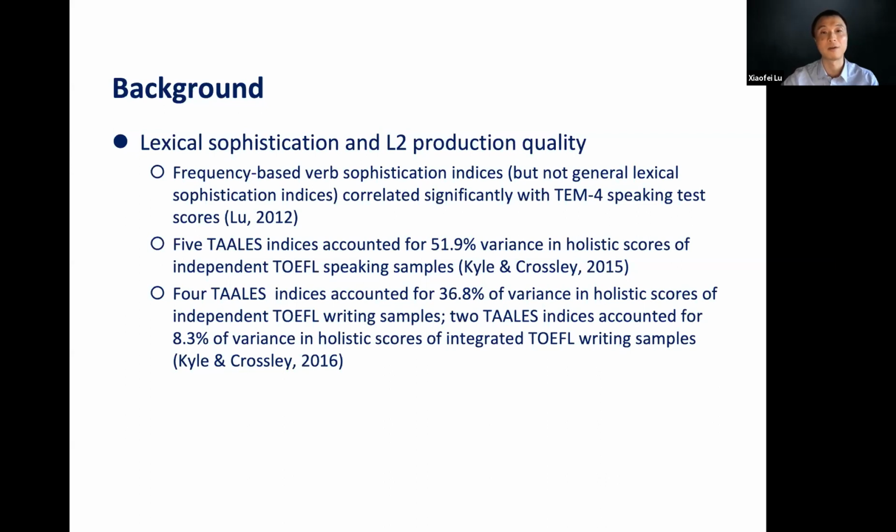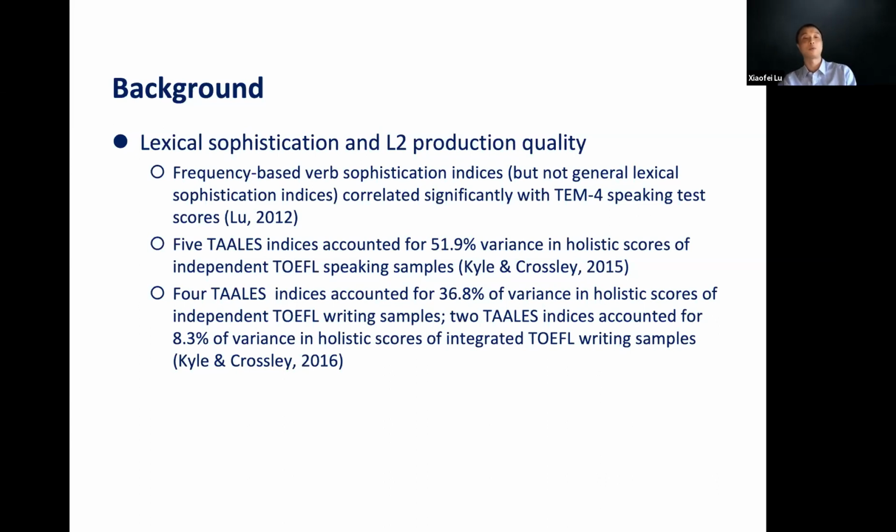In terms of sophistication, I found that verb sophistication indices were very useful, but not the sophistication of lexical words in general. Okay, so I found that frequency-based verb sophistication indices correlated significantly with Test for English Majors Band 4 speaking test scores in China. TEM4 is a required test for English majors in Chinese universities. And then Kyle and Crossley reported that among the many indices in their tool, 5 indices accounted for 51.9% of variance in holistic scores of independent TOEFL speaking samples. So that's a very robust explanatory power.